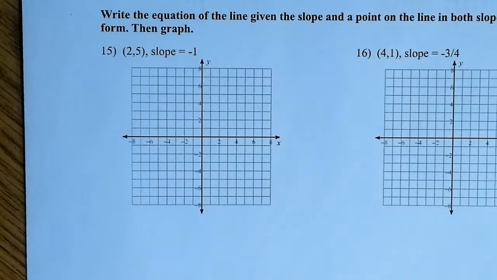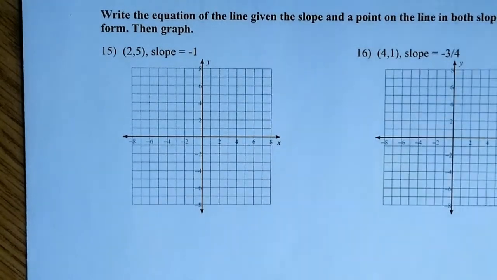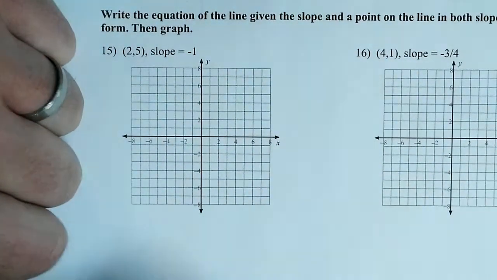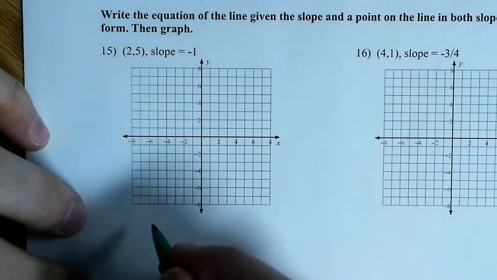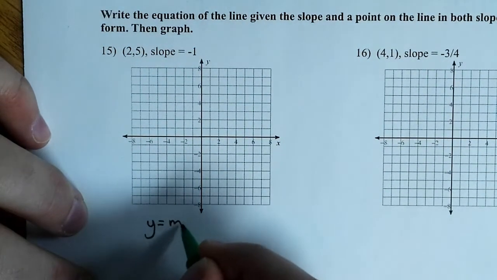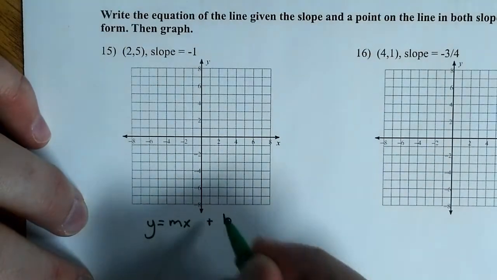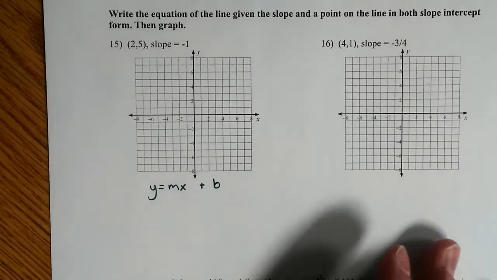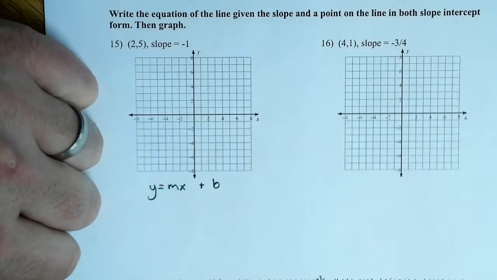You need to essentially put down y equals mx plus b and then solve and find your b. So that's what we're going to do. We're going to write out at the bottom y equals mx plus b, and we're just going to plug in some information here.